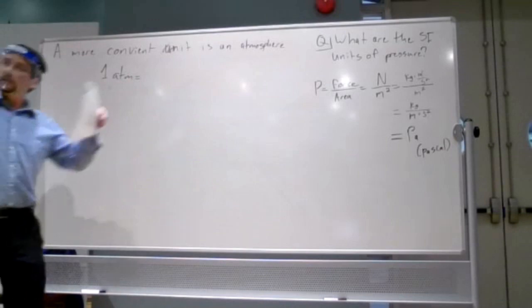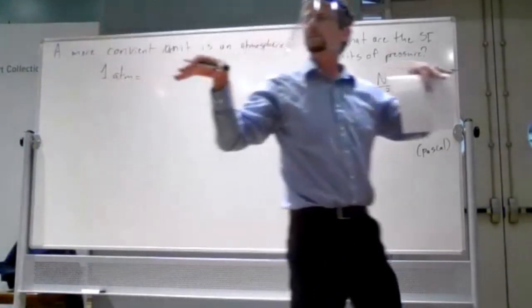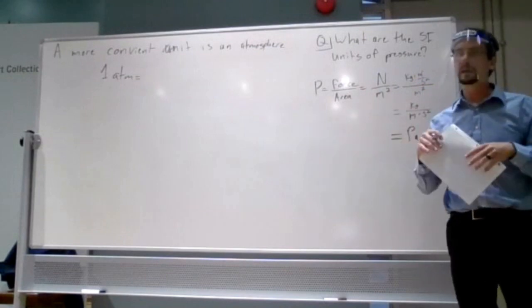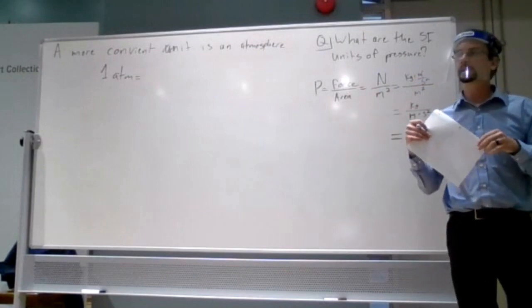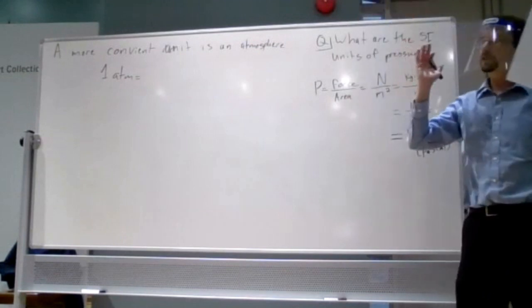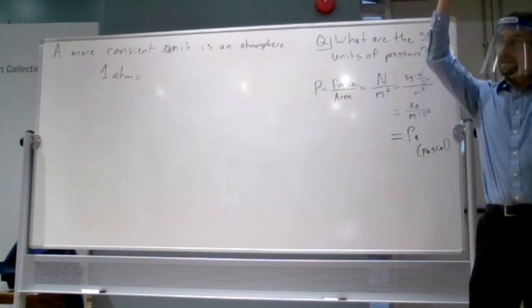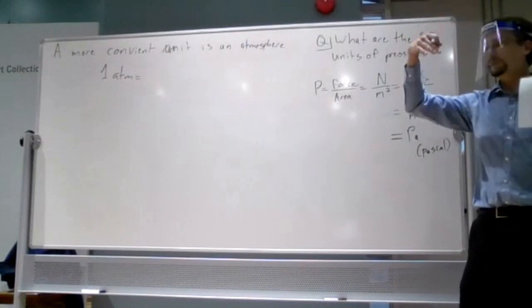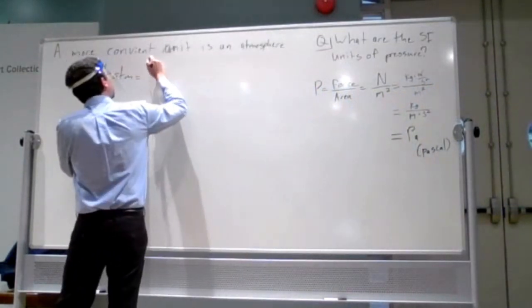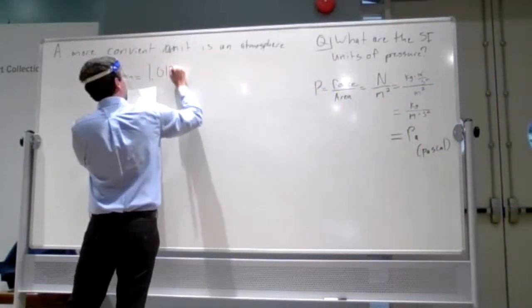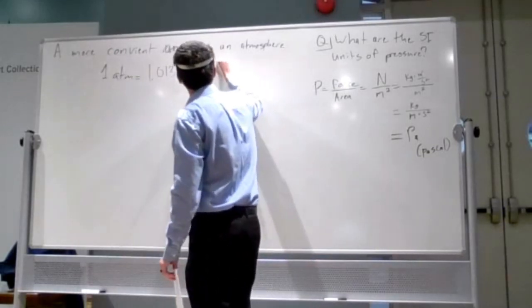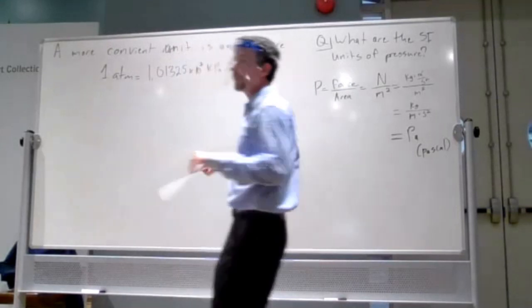Remember what an atmosphere is? Does anybody know what an atmosphere is? Like where do you measure it? There's a special spot on the planet that you have to go to. Yeah, you have to be right at sea level. And then that's the pressure that's pushing down on you at sea level from all the gas particles on top of you being forced down by gravity. 1 atmosphere is equal to 1.01325 times 10 to the second kilopascals.